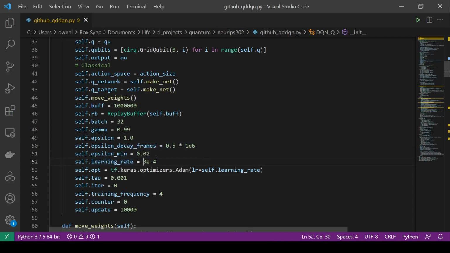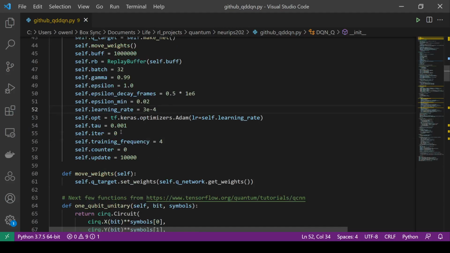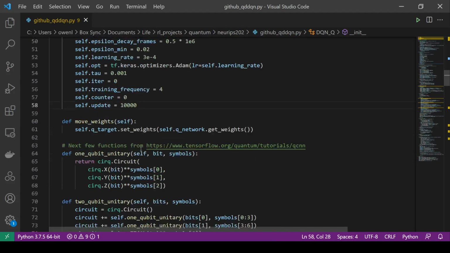So that's the minimum it decays to. Learning rate, the classic Adam with 3e-4. Tau, right, for Polyak averaging for the target and current network, is set to 0.001. You'll often see 0.0005. Doesn't really matter. I can put it at 5 or 1. We update the target network every 10,000 steps.